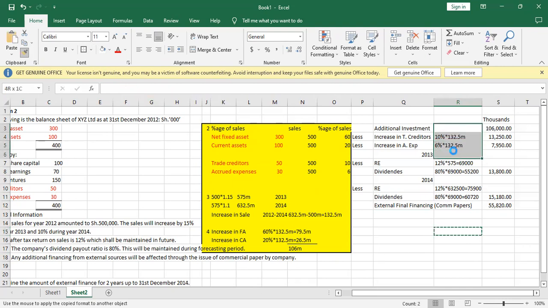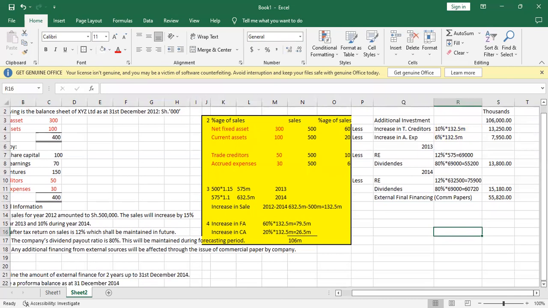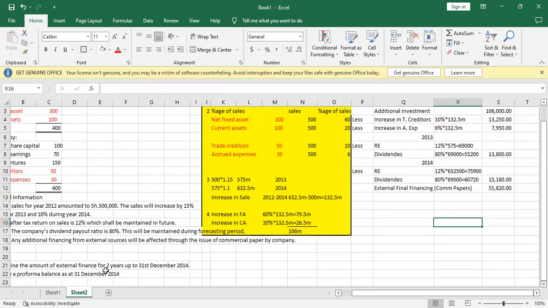So the only other thing that you are supposed to do is to do the pro forma. You've been asked to give the pro forma balance sheet as at 31st December 2014. And what the pro forma balance sheet will do is actually to prove the figures that we have worked. So it becomes so easy for us now to prove. I'll start with the net fixed assets.